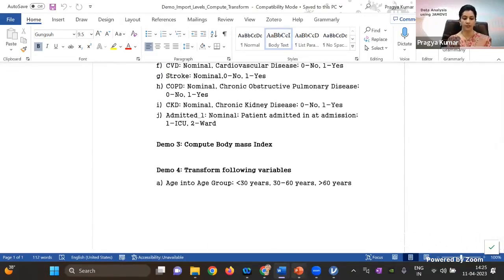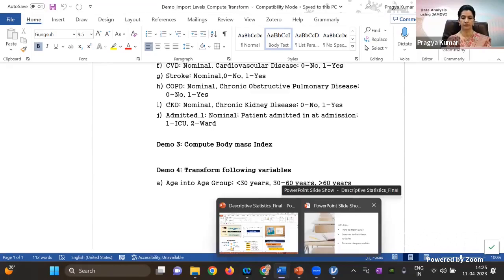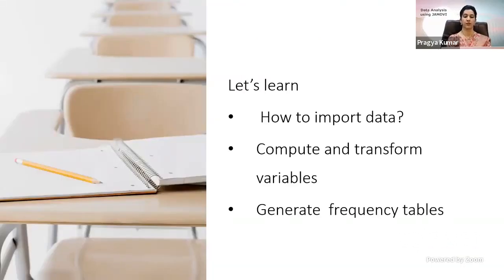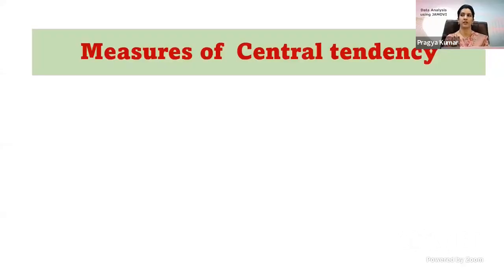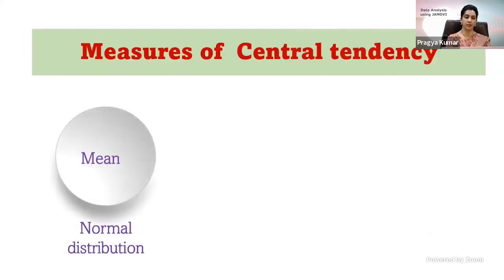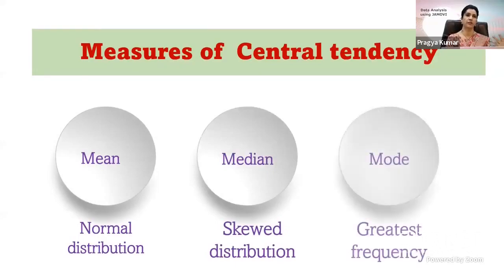So going back to the descriptive. We have seen this. Now we will discuss the central tendency and the dispersion. There are measures of central tendency, and you can see that we have got mean, median, and mode. Mean we use when there is a normal distribution. Median we use when there's a skewed distribution, and mode we use for the greatest frequency.